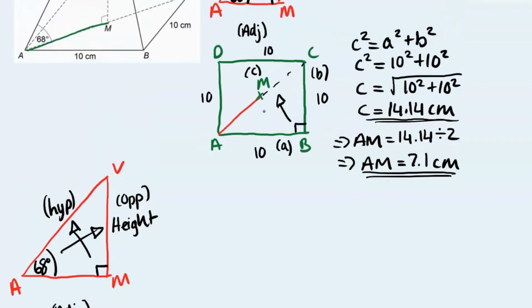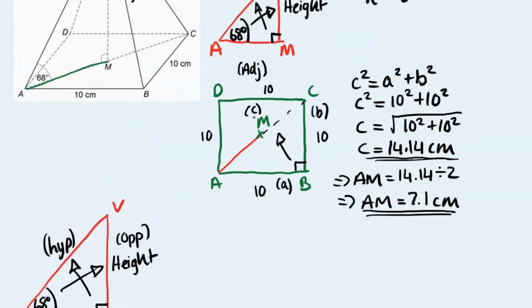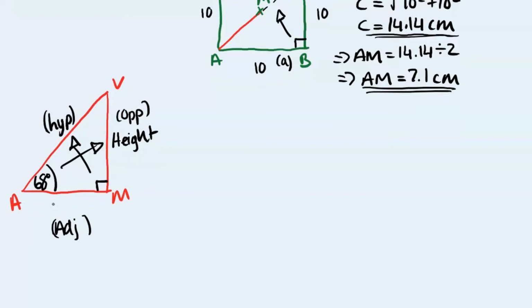Then this side will be the adjacent. Now from this Pythagoras, what we found is the distance from A to C as 14.14 centimetres. We've halved that to figure out the distance from A to M, which is 7.1 centimetres. So what we can go do is go back to SOH CAH TOA to figure out what trig equation we can use.